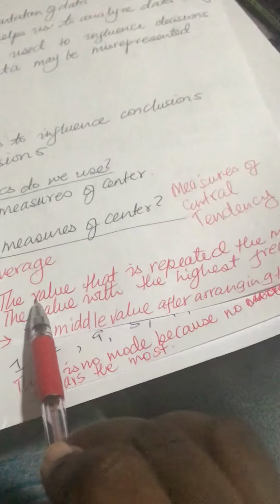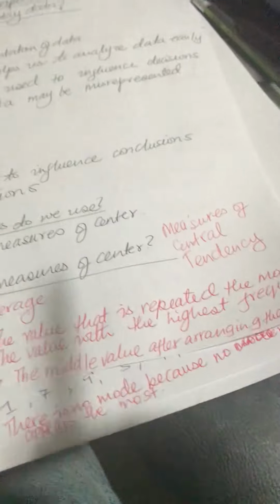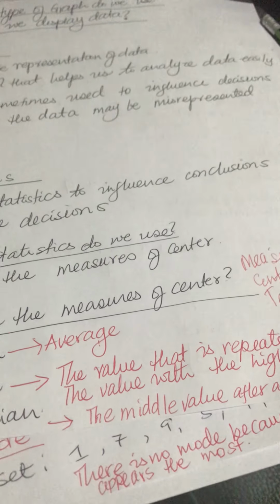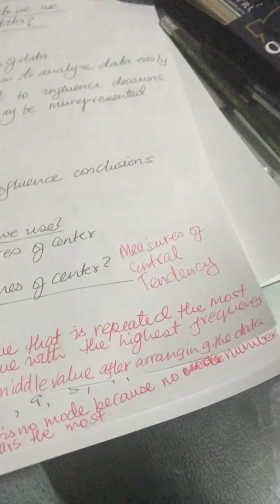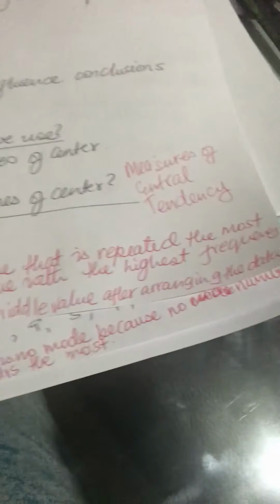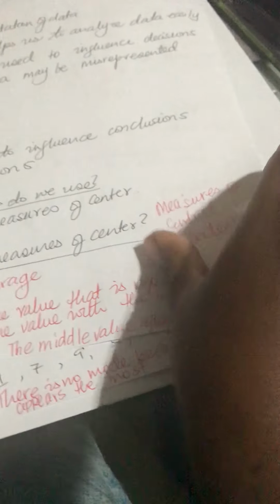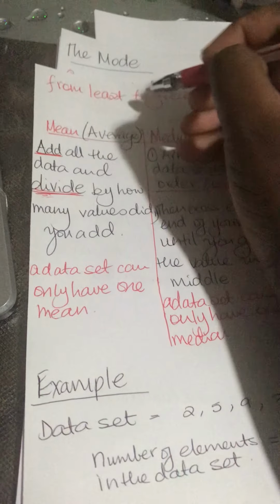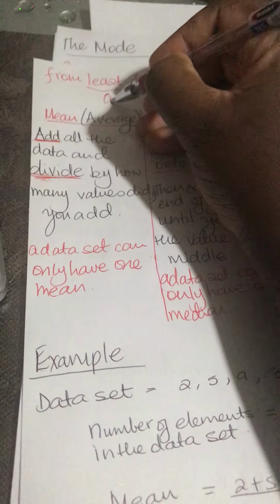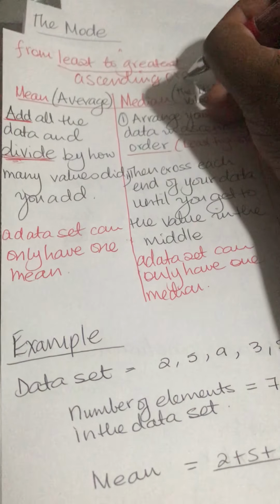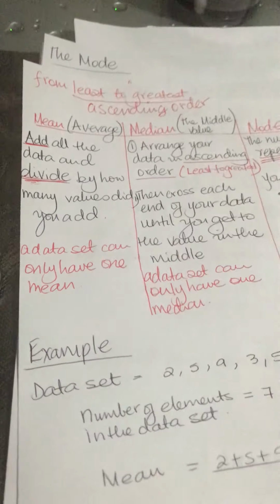The mode is the value that is repeated the most. I didn't say the highest number. I said the number that is repeated the most, or the value with the highest frequency. Frequency means how many times it shows up. The median is the middle value after arranging the data from least to greatest. Least to greatest means ascending order. So when you see ascending order, you should know this means least to greatest.